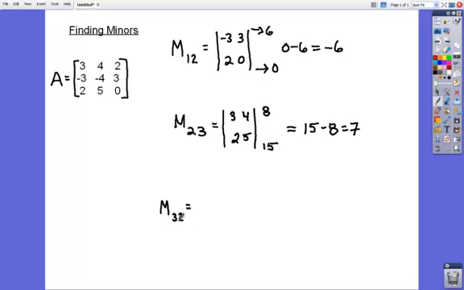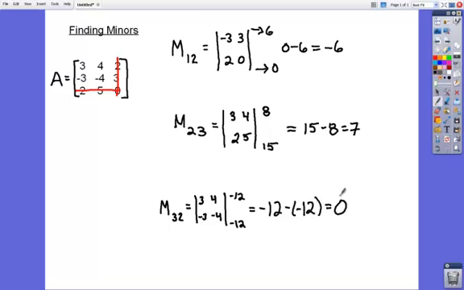Okay. So if I find the minor of row 3, column 2, I'm going to eliminate row 3. I'm going to eliminate column 2. And as you can see, we will be left with the matrix 3, 4, negative 3, and negative 4. And so we do 3 times negative 4, which is negative 12. And then negative 3 times 4, which is also negative 12. So if we do negative 12 minus negative 12, that is going to equal 0.